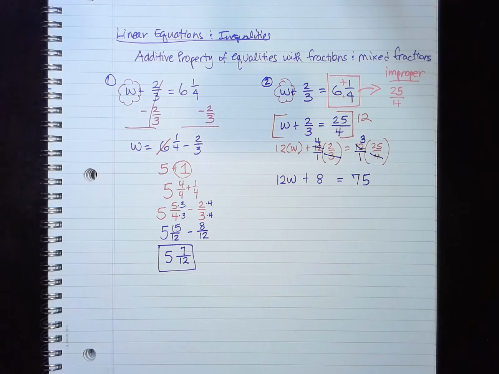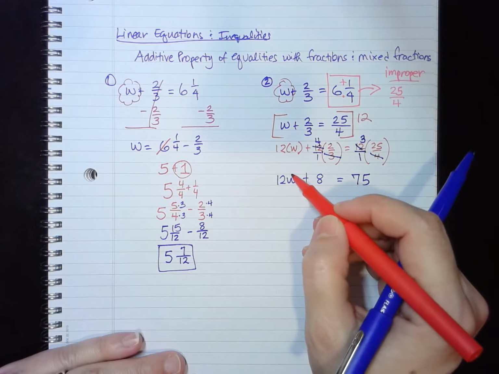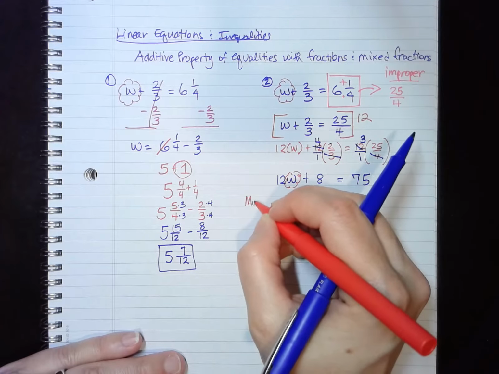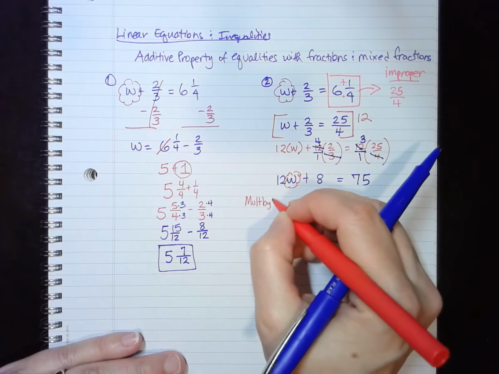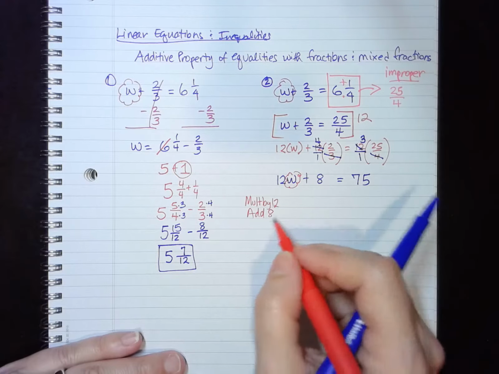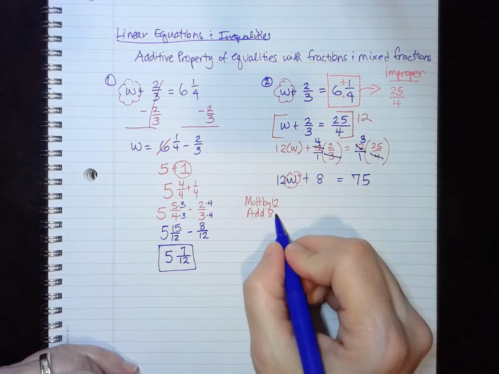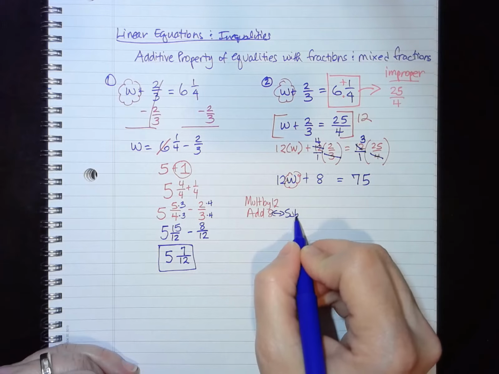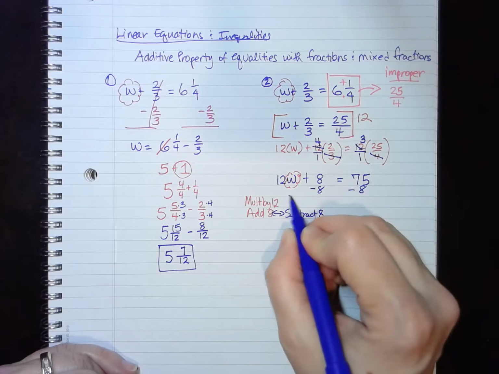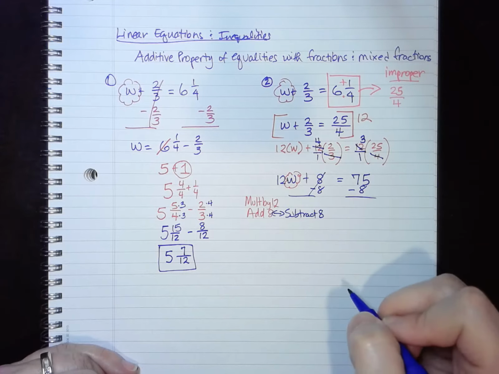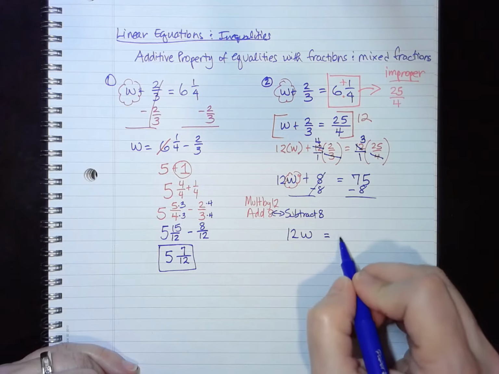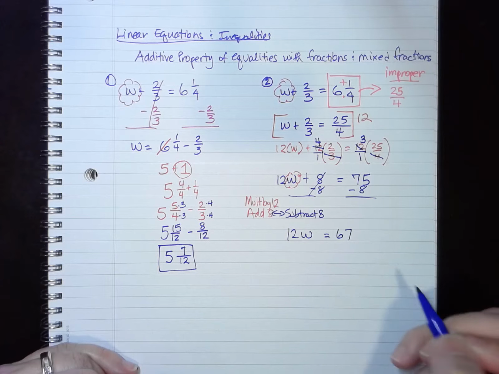Just like in the steps before, I'm trying to get the W by itself. I see a multiply by 12, and I see an add 8. I'm going to undo the add 8 first. I undo an add 8 with a subtract 8. So I'll subtract 8 from both sides. The 8s subtract out. So that gives me 12W is equal to 75 minus 8, which is 67.